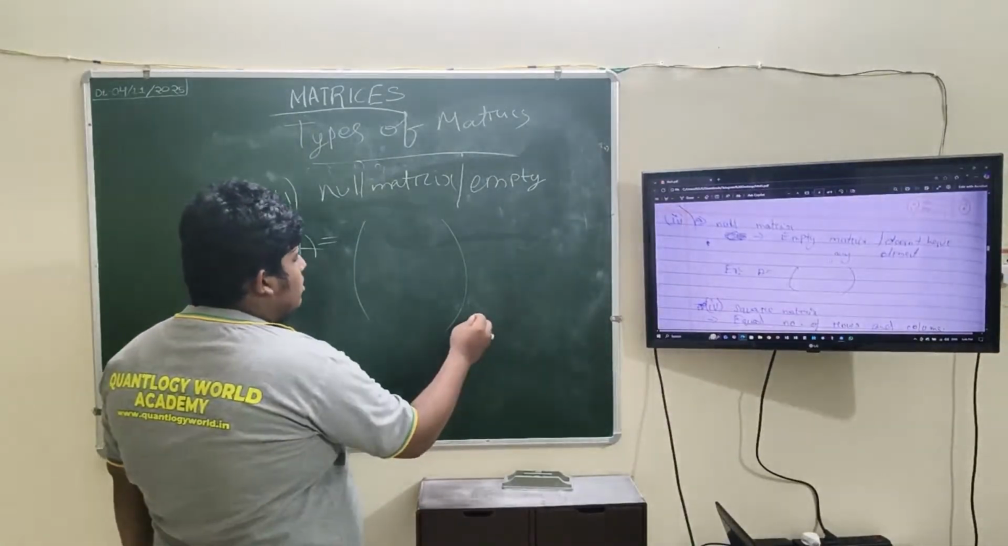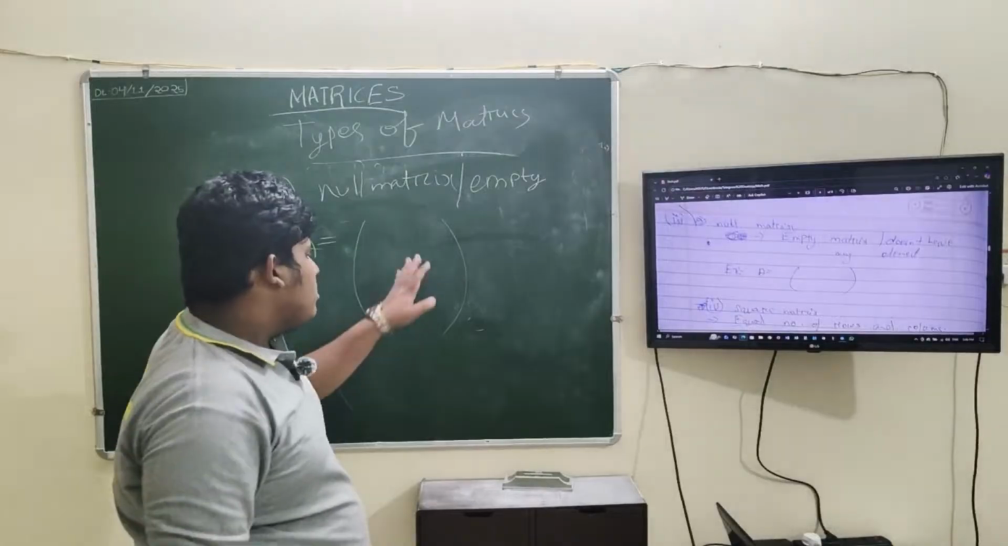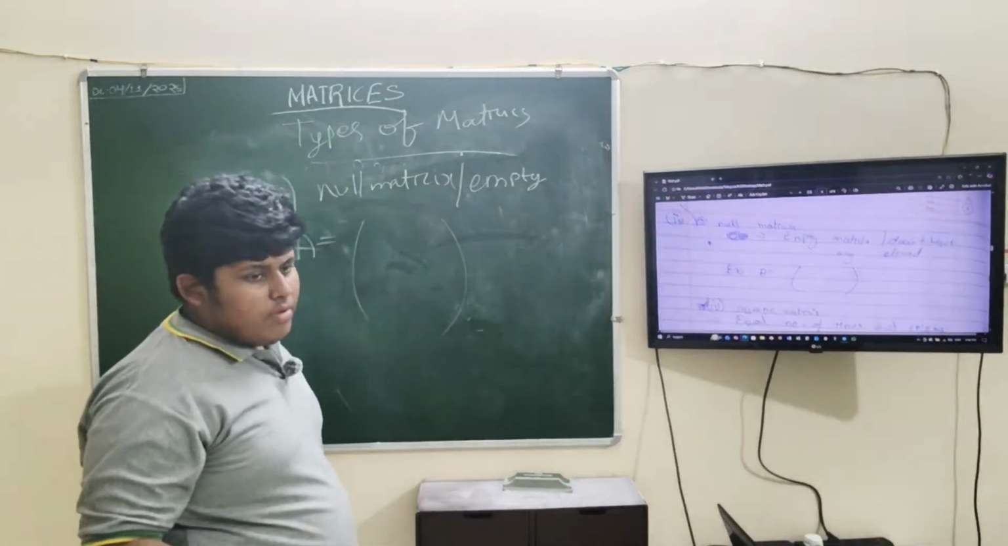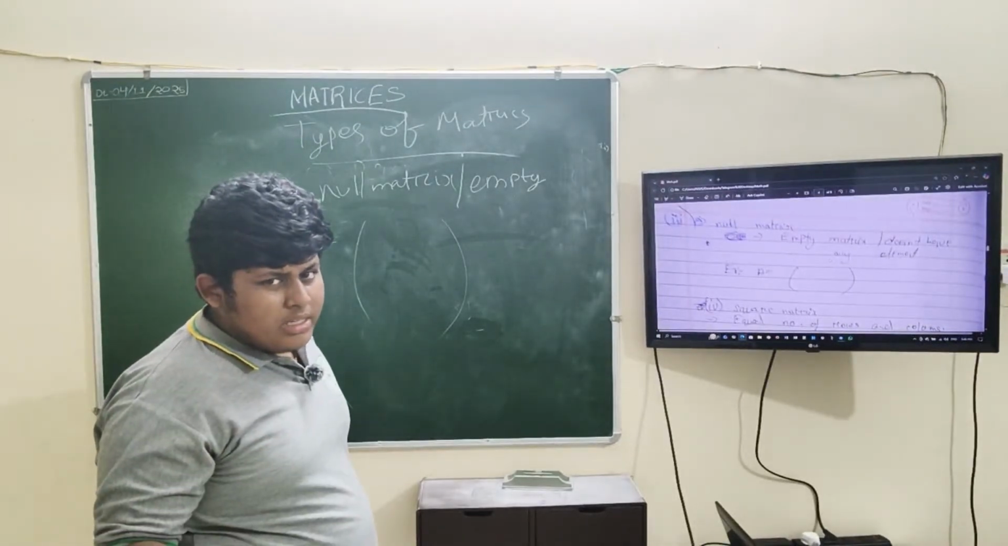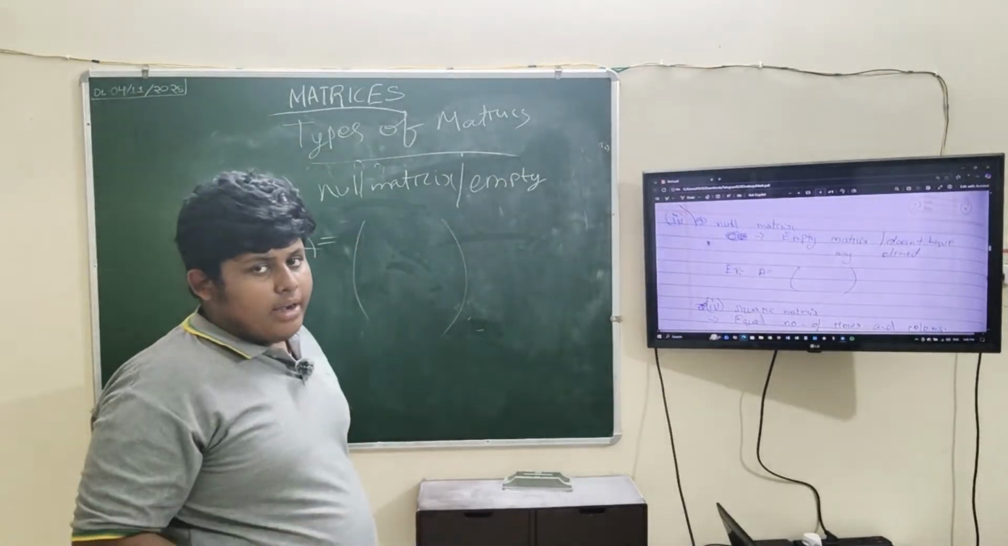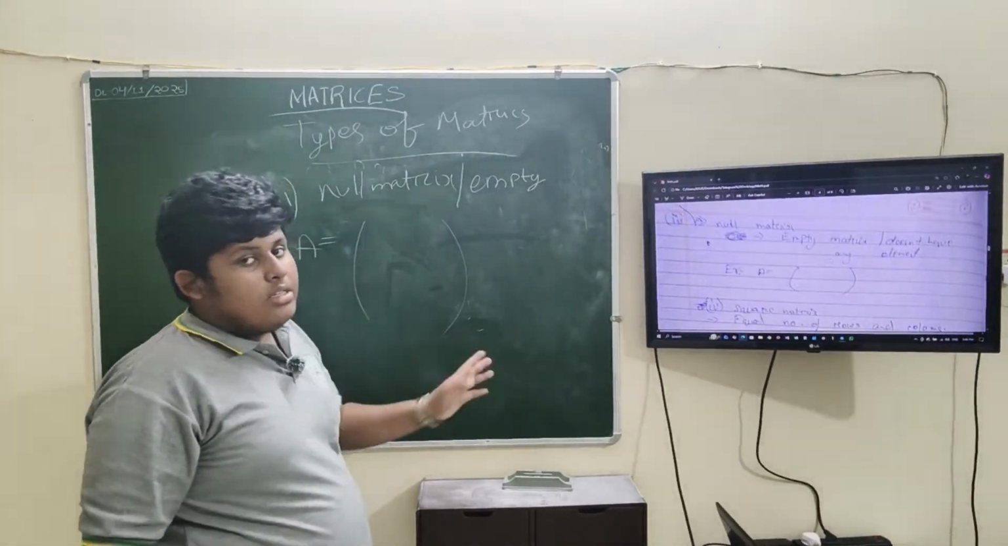It is 0 cross 0. We can write nothing, because there will be no elements inside. It is the same as a set. If it is a null set, there are no elements in that set. So in a null matrix, or empty matrix, or we can say zero matrix, the number of elements is 0. There is nothing.